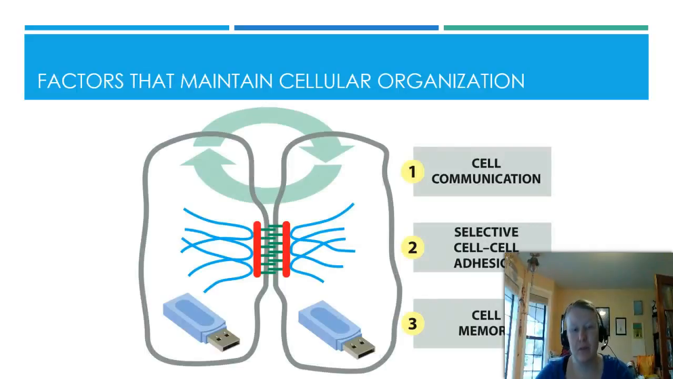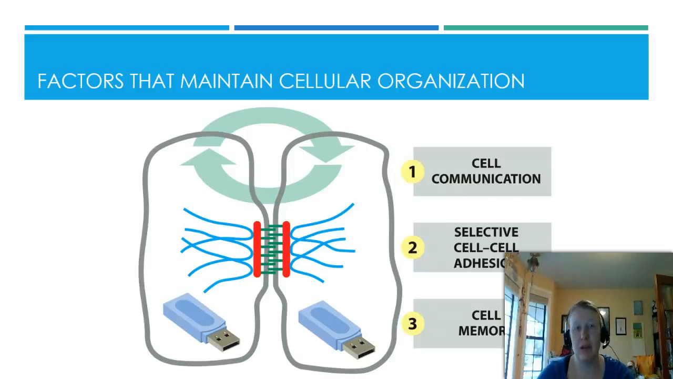So tissue has to be renewed. And we're going to talk about that here in a second as to how that happens. But as these cells die through apoptosis and other things, we have to replace them. And how do we maintain the cellular organization and the function of these tissues? Well, there's three main things that are used to help maintain the cellular organization of these tissues.